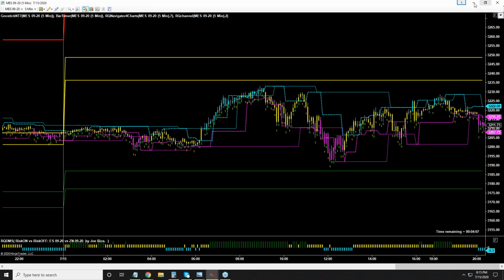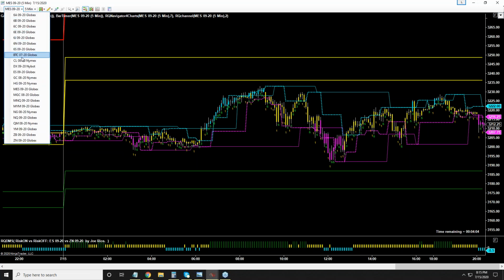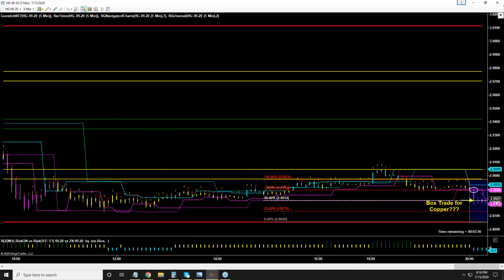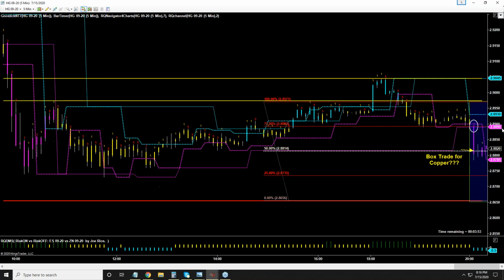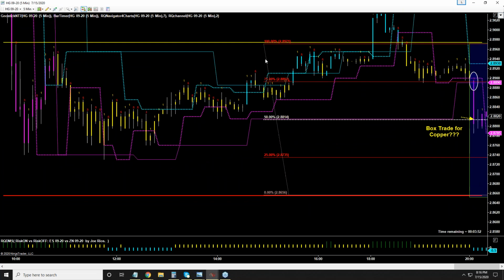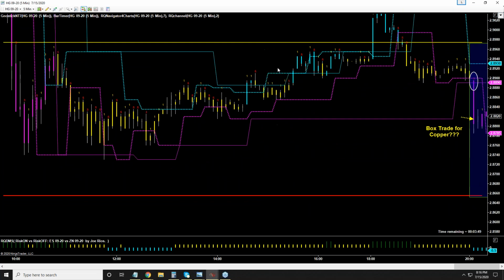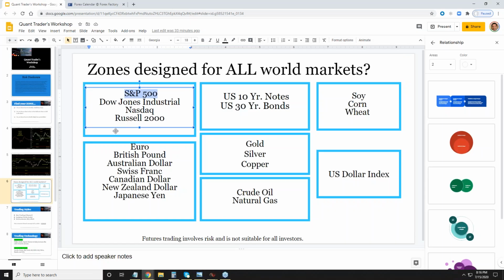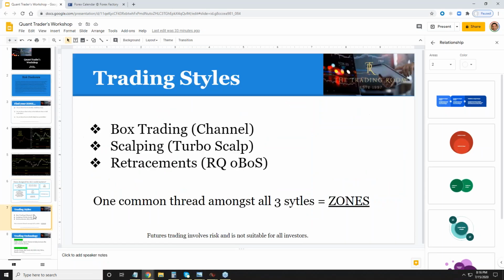Let me get this copper on in the background, and then I'm going to continue on with a few more slides, and we're going to get into some specific trades. There's that copper. I'm going to take this out of the way and make that easy to see. Okay, so continuing on, we talked about the basket of markets. Let's get to the next slide, which talks about the different styles.